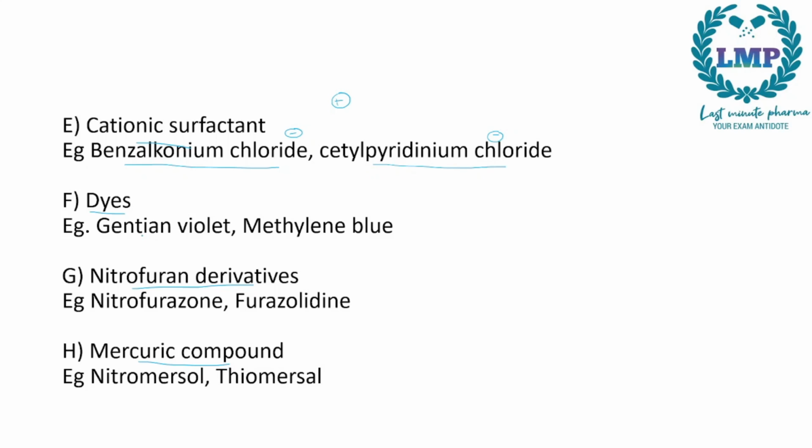In dyes we have gentian violet and methylene blue. In nitrofuran derivatives, we have nitrofurazone and furazolidone. In mercuric compounds, we have nitromersol and thiomersal. In nitrofuran derivatives, remember nitro and furan. Any one or both of these can appear in the name. So nitrofuran derivatives, the first is nitrofurazone and the other one is furazolidone. In mercuric compounds, we will have mersol or mersal as the common name. So we have two examples, that is nitromersol and thiomersal.